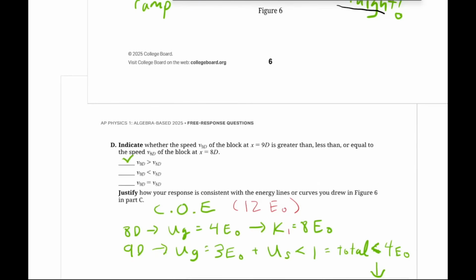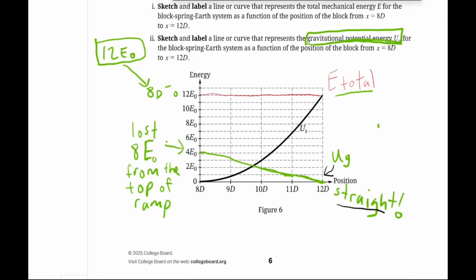For part D, it says indicate whether the speed v9d of the block at x equals 9d is greater than, less than, or equal to the speed v8d of the block at x equals 8d. So my first inclination is to say that at the lower position, v9d is greater than v8d. Now, I want to make sure I find some evidence that supports that. So it says justify how your response is consistent with energy lines or curves you drew in figure 6 in part C. All right, so let's slide back here.